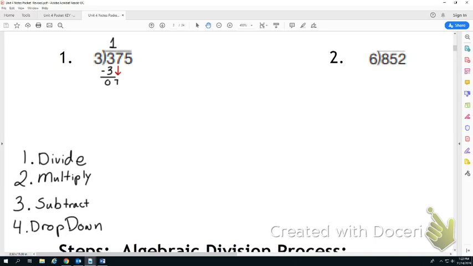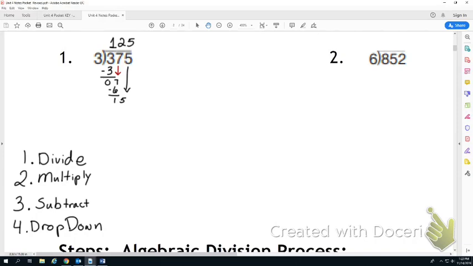Okay, and then now, once I do those 4 steps, I start over. So how many times will 3 go into 7? 2. What is 2 times 3? 6. What's 7 minus 6? 1. Bring down my 5. What's 15 divided by 3? 5. So 125 is my answer.